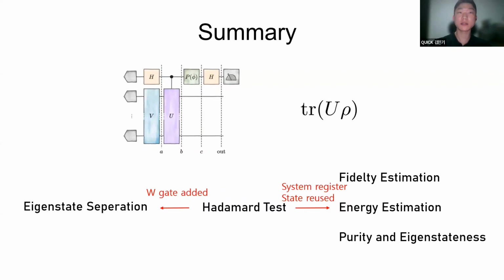The author was trying to find out whether we can use the Hadamard test in a different way. There were two methodologies: using the existing system register, the red arrow on the right, and adding certain gates, the red arrow on the left. For the system register case, we have three specific examples: fidelity estimation, energy estimation, and purity and eigenstateness. For the adding W gate case, we had one example, eigenstate separation.